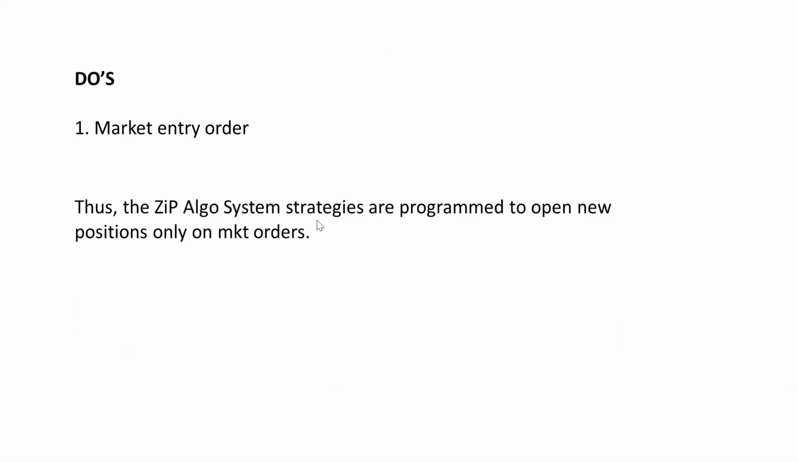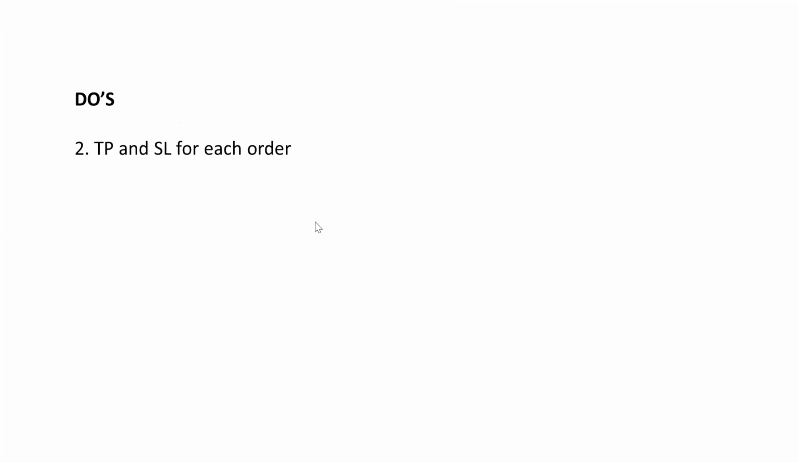Now the do's. Market order entry is the preferred way for multiple strategies running simultaneously. Thus the Zoom in Profit Algo System strategies are programmed to open new positions only on market orders. So if you have systems that open orders differently, you have to try probably for a week to see how that works out for you. But I definitely found that the market order entry caused the least possibilities of error when running multiple strategies. And the second thing with the do's is you can have the target profit and stop loss for each order, no problem there.